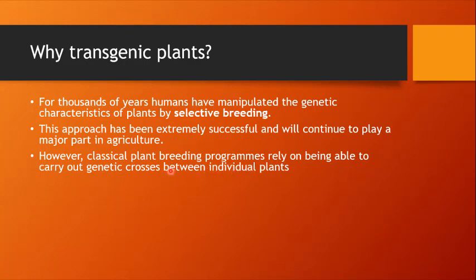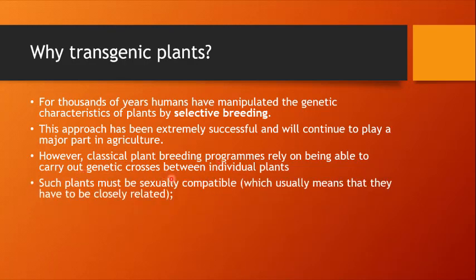plants. So there are also certain limitations. What are the limitations of selective breeding? These classical plant breeding programs rely on carrying out the experiment on a single plant. So if we have a population, for example, if we are going to modify the genetic trait of a population, it will take a very long time, since it is restricted to individual plants. So such plants must be sexually compatible. First is this constraint, this limitation, and the second is that those plants must be sexually compatible.